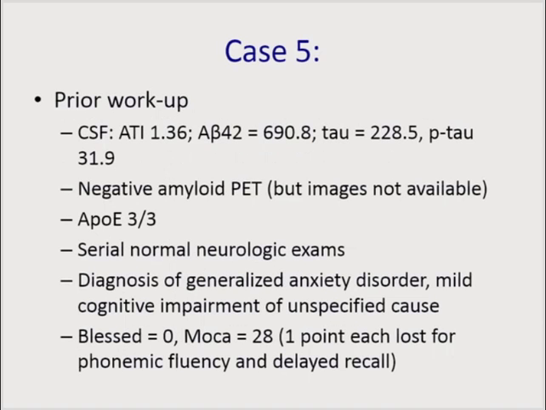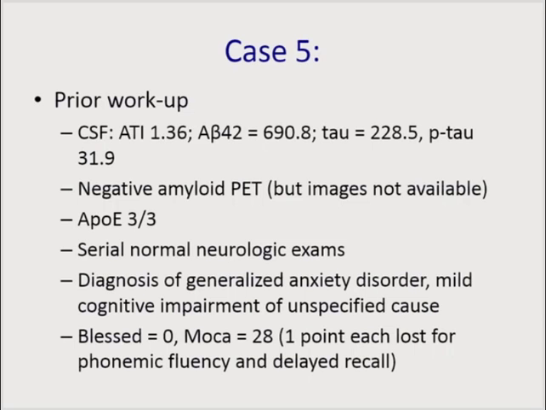She'd had an extensive workup before I saw her, including CSF that was not particularly consistent with an AD profile, so that's shown here. She'd had a negative amyloid PET, and I had the report, but I don't have the images to show you because I've never been able to get them. For what it's worth, she's not a carrier for the E4 risk allele of ApoE. She'd had documented serial neurologic exams for 3+ years. These prior notes didn't really indicate what the cause of her cognitive impairment was, and on her screening testing, she had a Blessed of 0 and a MoCA of 28.